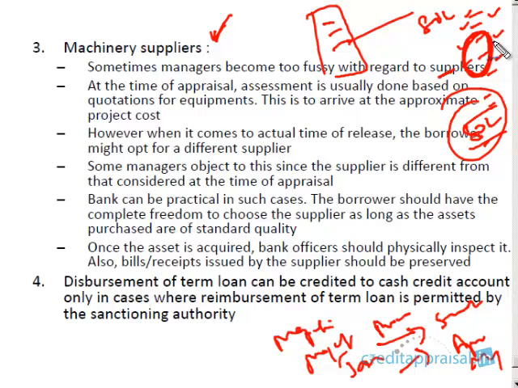If it crosses, the borrower has to bring in his own margin and meet that. For example, due to this change to a different supplier, this has shot up to 85 lakhs. The additional 5 lakhs has to be brought in by the borrower, but the borrower should have the complete freedom to choose the supplier as long as this asset, this equipment, is of a standard quality. Of course, once you sanction it, as a banker, you have to inspect it, and also preserve all the bills and receipts issued by the supplier. This is a good banking practice.